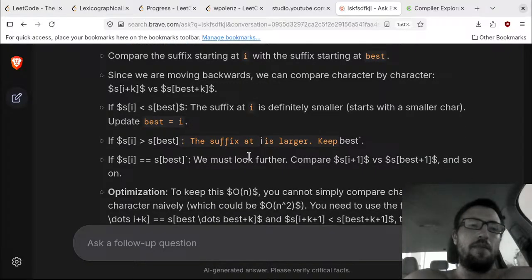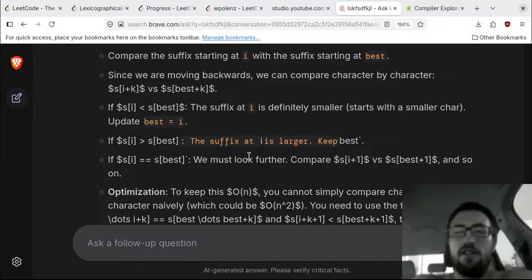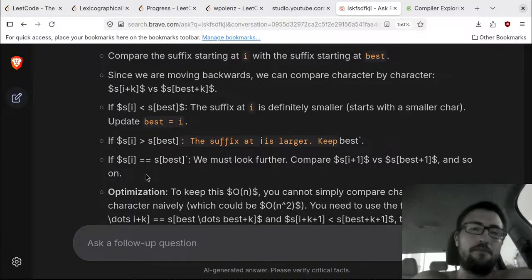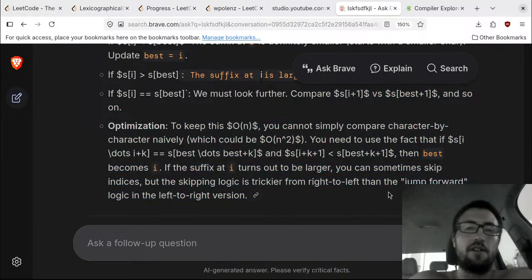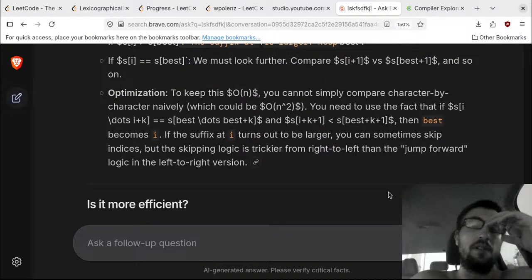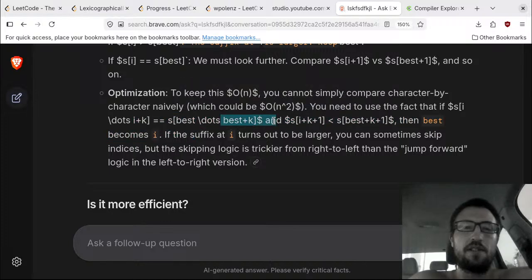If s[i] is less than s[best], the suffix at i is definitely smaller, starts with a smaller character, update best equals i. If s[i] is greater than s[best], the suffix at i is larger, keep best. If s[i] is equal to s[best], we must look further and compare, but keep this linear. We cannot simply compare character by character naively, which would be quadratic. We need to use the fact that if s[i] to s[i plus k] is equal to s[best] to s[best plus k], and s[i plus k plus 1] is less than s[best plus k plus 1], then best becomes i.